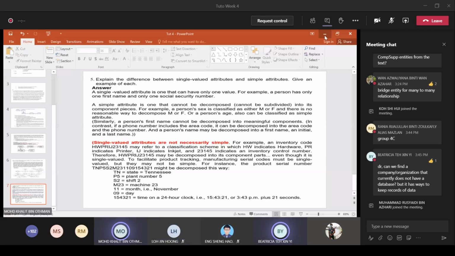Doctor, I have a question. Can we find a company or an organization that currently does not have a database, but records its data in its own way? Meaning the database is not really a database, but on paper or just a physical database? Is it correct? Yeah. So after you get the company, what do you want to do for that company? Probably create the database and design the ERD for them, betul? It's okay. I think it's okay. Okay, thank you, doctor.